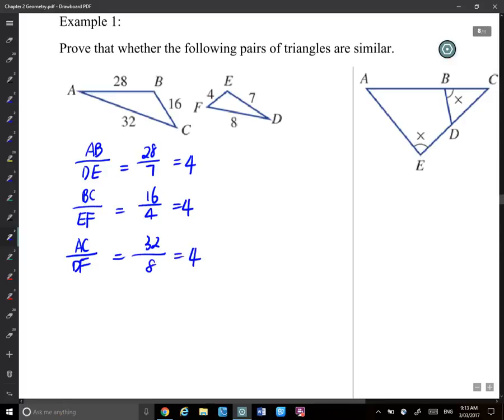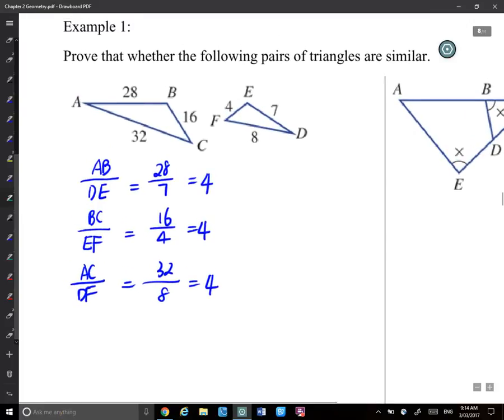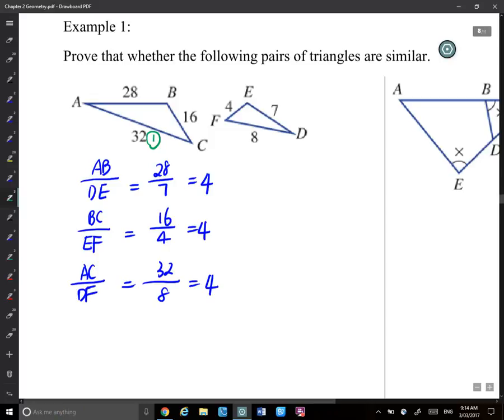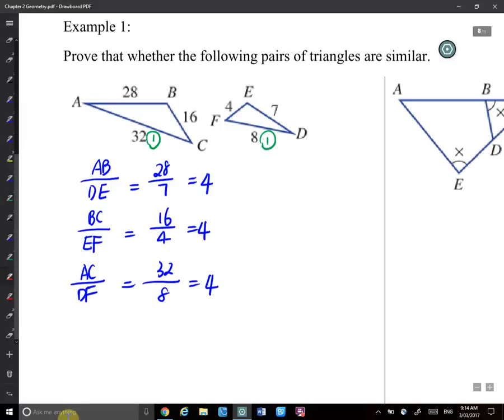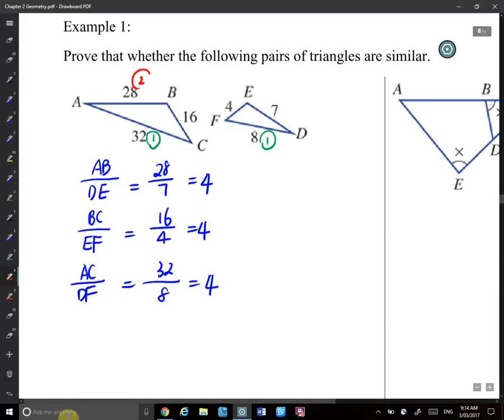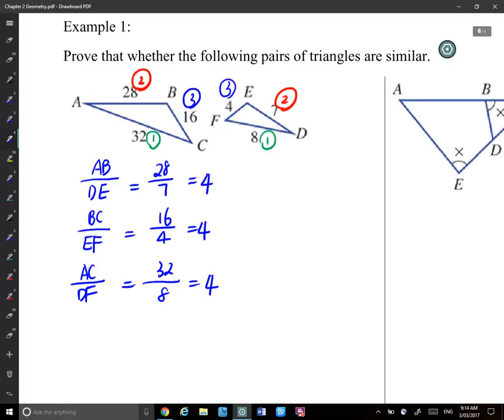If you can't see which pairs should be paired together, you can ask which is the largest one. That's the largest one, let's name that number 1. Which one is the largest in this triangle? That one must be the largest, so that's number 1. Which one is the middle one? 28 is the middle one. Which is the middle one here? That one. And the third one is 16, the smallest one. Which one is the smallest here? This one. So all those numbers must be in the same pair. So 28 and 7 is a pair, 16 and 4 is a pair, 32 and 8 is a pair.